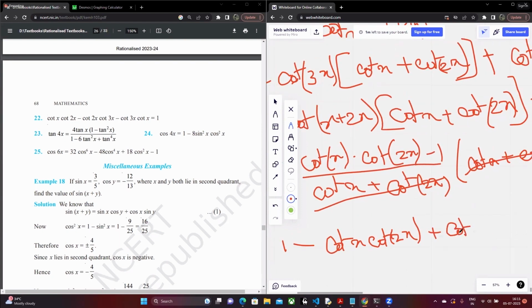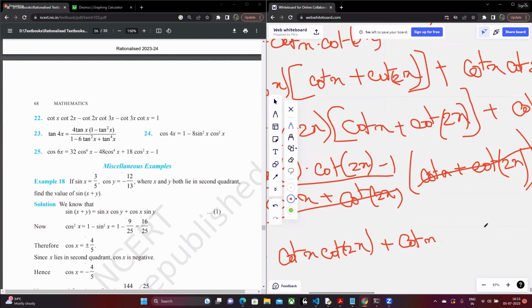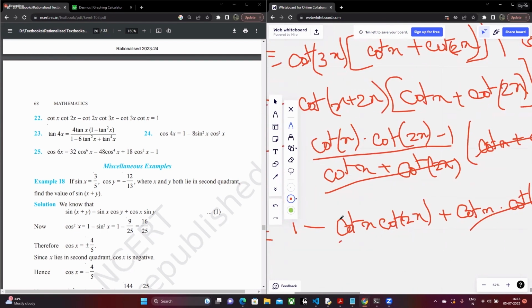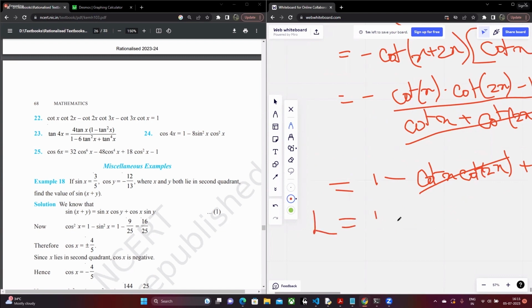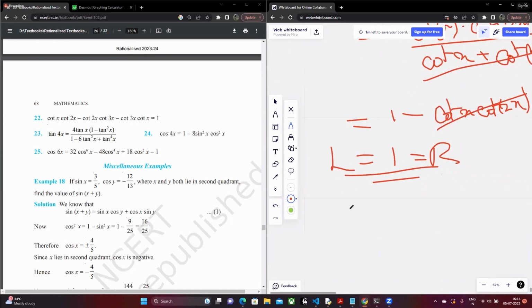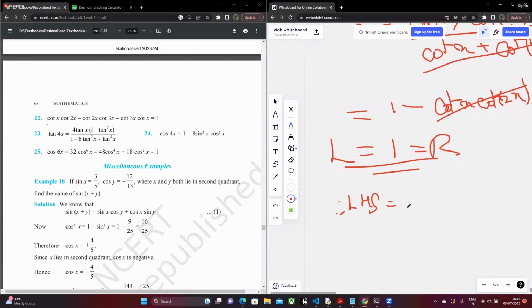So this and this cancel out. We are finally left with 1, which is equal to the RHS. Therefore, I can say that LHS is equal to RHS.